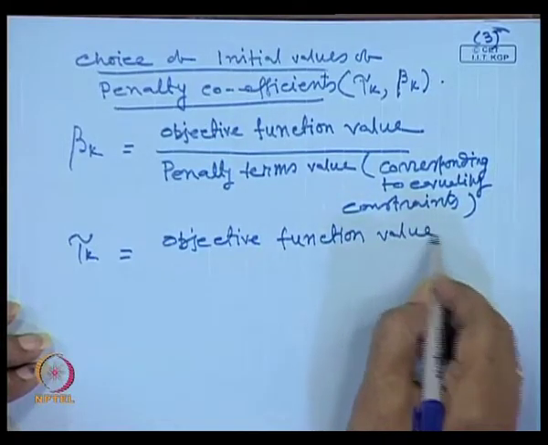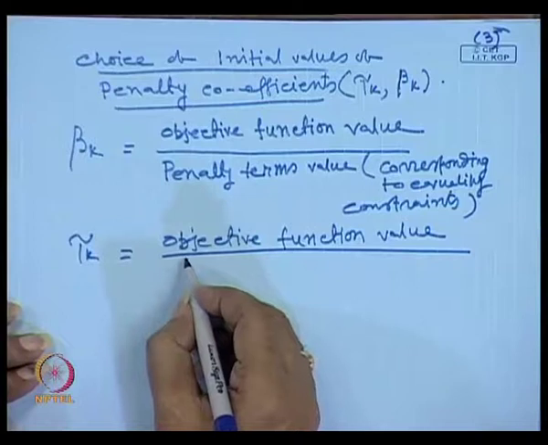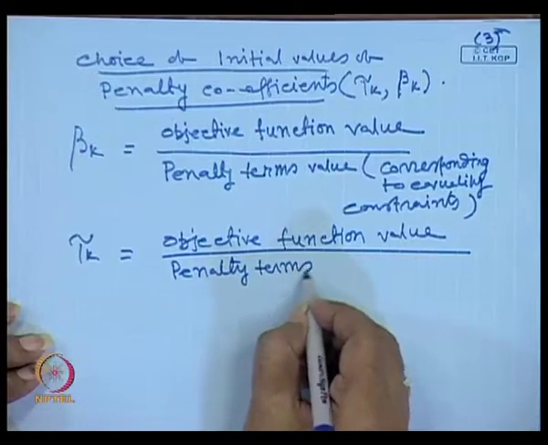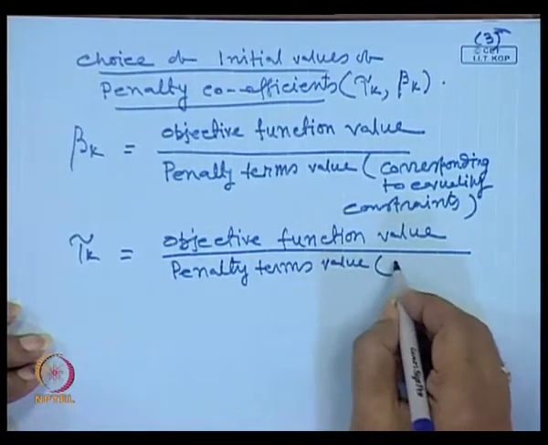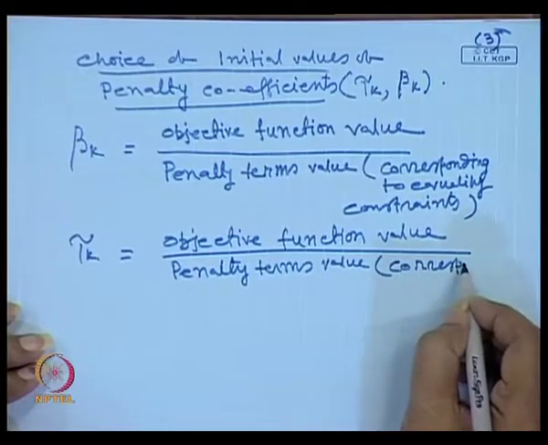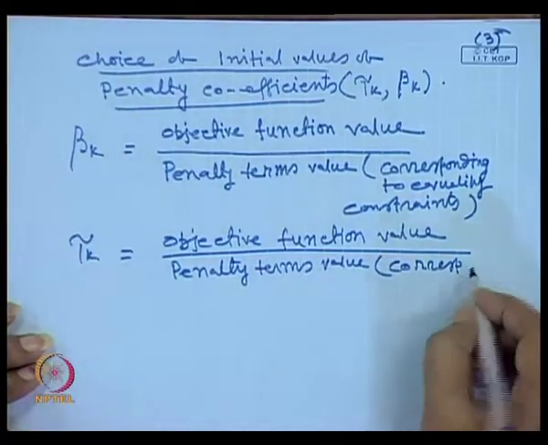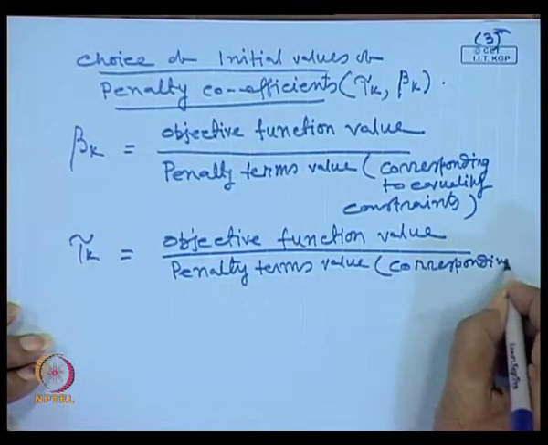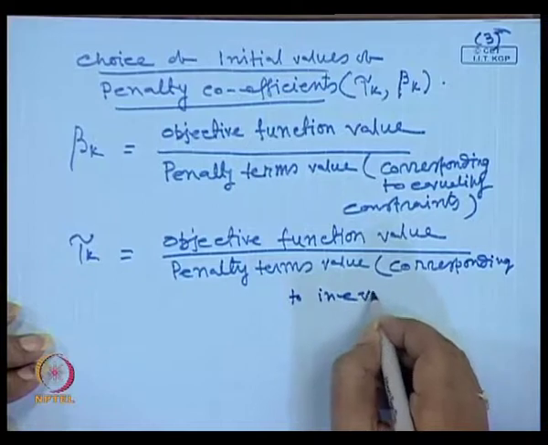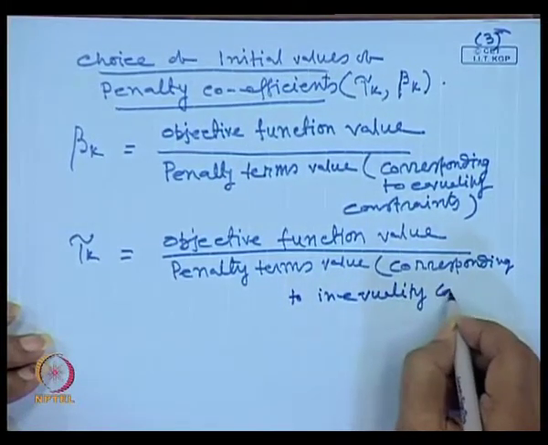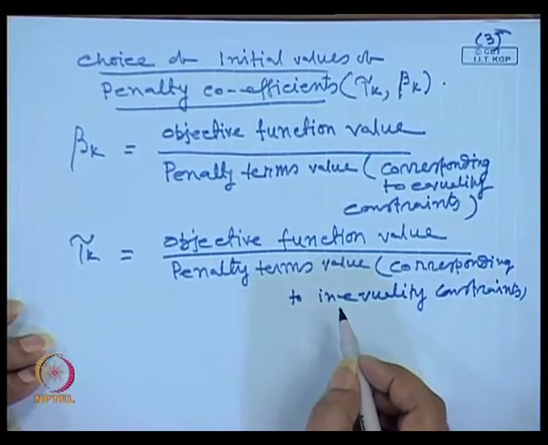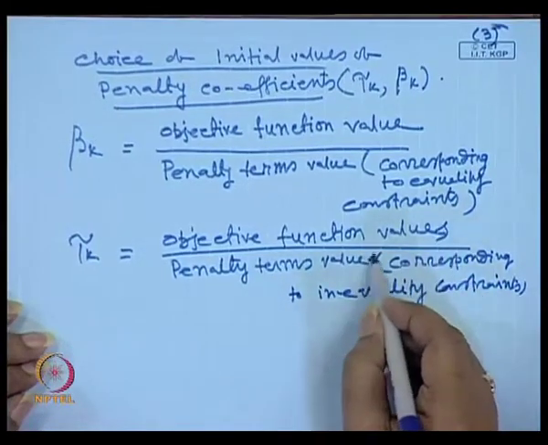There will be m max terms in each of these equations, because we have m inequality constraints. In the penalty function you will get a summation of max of g1 comma 0 whole square, then max of g2 comma 0 whole square, and in this way m terms will be there in each equation.